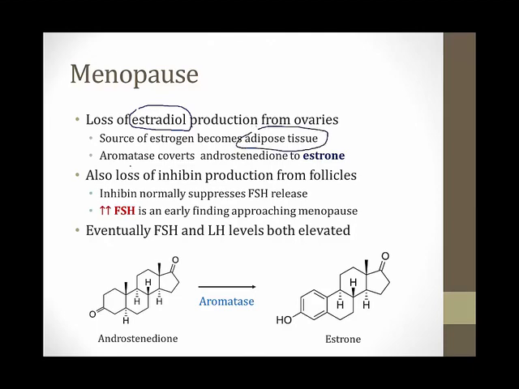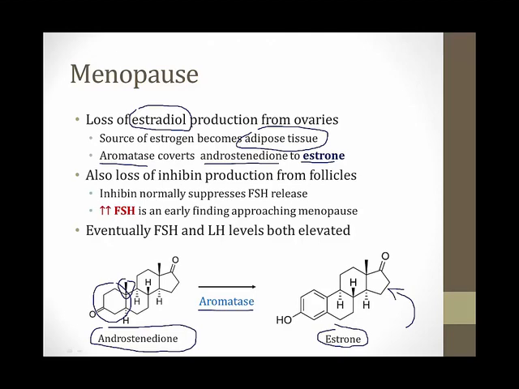Recall that adipose tissue has the enzyme aromatase, and it can convert androgens like androstenedione into estrone. If we look at the bottom of the screen, on the left side is the structure of androstenedione, which is a weak androgen. It is produced from the adrenal glands. Aromatase can convert that into estrone. What aromatase does is it removes this carbon here and converts this ring into a ring with 3 double bonds. When you do that to androstenedione, you get a molecule of estrone, and this is where the estrogens come from in women who are postmenopausal.